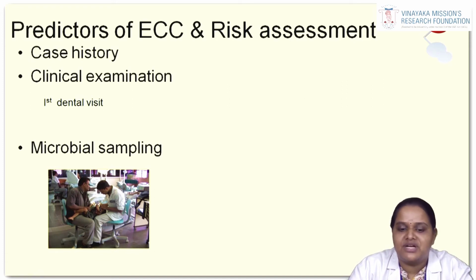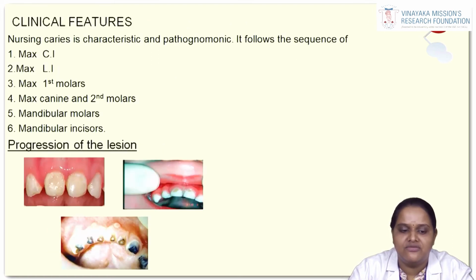So there are certain predictors of ECC and risk assessment. The first thing is to take a proper case history of what kind of diet or food the patient is following. On clinical examination, it's mandatory to note whether it is the first dental visit, so that it gives a hint of what kind of importance the patient is giving to the dentist. Next is microbial sampling, wherein you collect the saliva and go for microbial colony counts. Thereby you can assess the risk factor that the patient might develop for caries in the future.